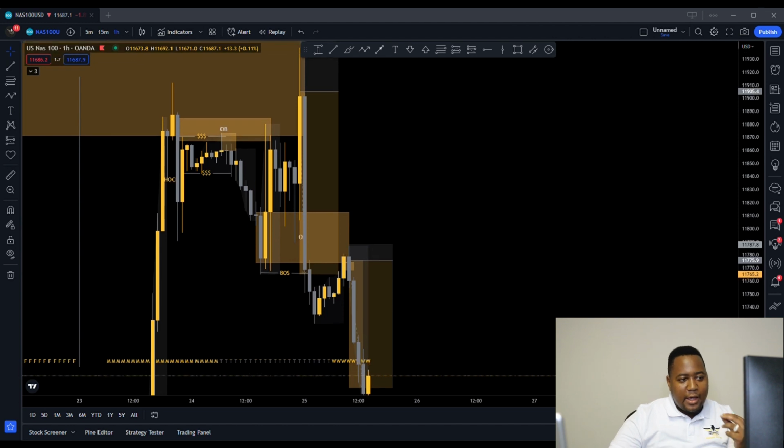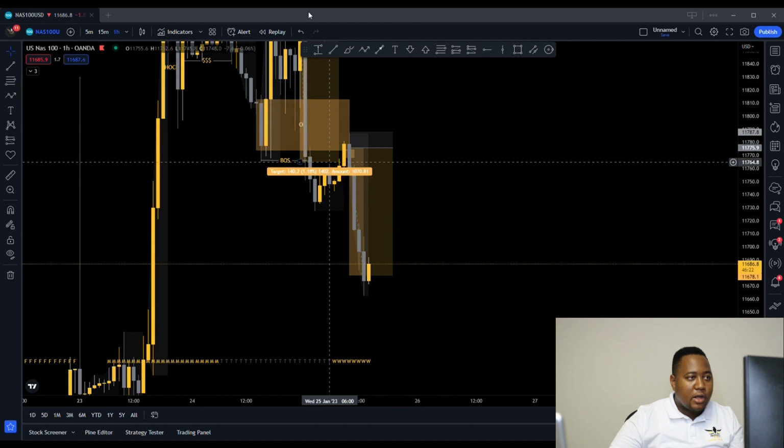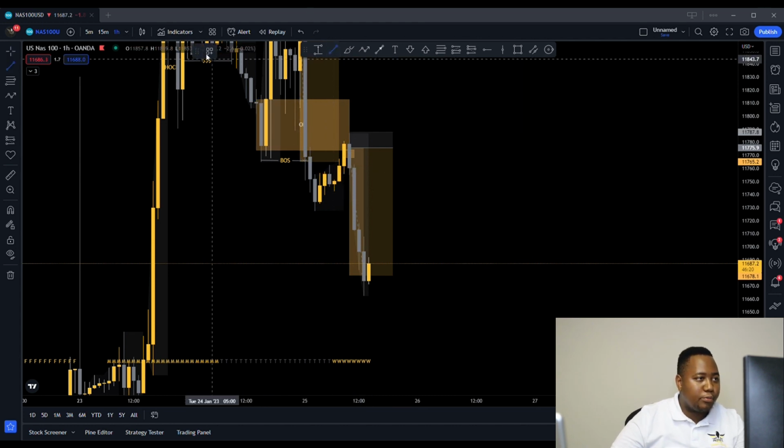I also did share more of a tip to say, if you miss this entry at the top here, you can actually have what we call a small pullback.